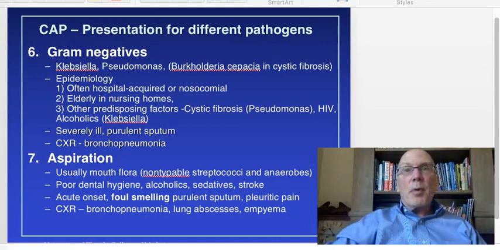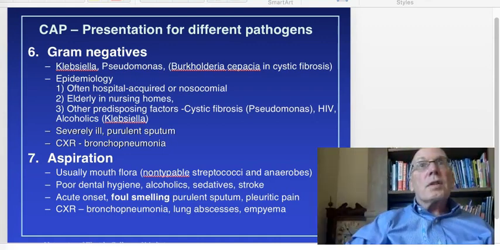And finally, aspiration pneumonia, usually due to mouth flora, non-typable streptococci and anaerobes. Patients with poor dental hygiene, alcoholics, those taking sedatives, and patients with stroke are predisposed to aspiration pneumonia. Onset of illness is acute and is usually accompanied by a productive, foul-smelling, purulent sputum, and also pleuritic chest pain. Chest X-ray shows bronchopneumonia as well as lung abscesses, and empyema may develop if treatment is delayed.